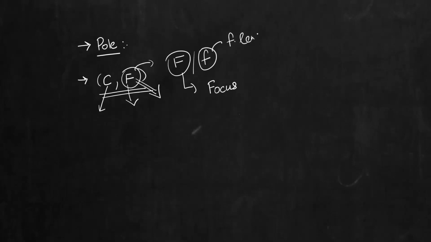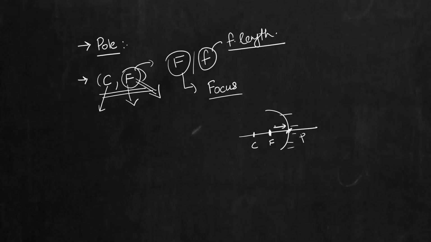What is the difference between two? Focus is nothing but, if this is a concave mirror, the midpoint between C and P. Here you have P. Here you have the center of curvature, that is the center of that sphere. In the midpoint you have capital letter F. Focus is just a point on the principal axis situated at the exact midpoint, whereas focal length is the distance between focus and pole. Understand the difference. Focus is just a point, whereas focal length is a distance between pole and focus of a mirror.